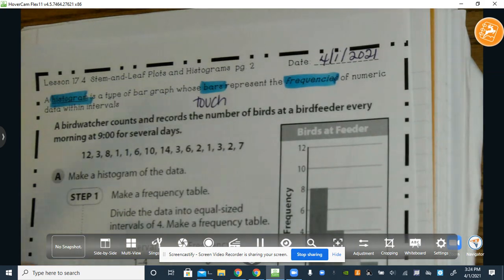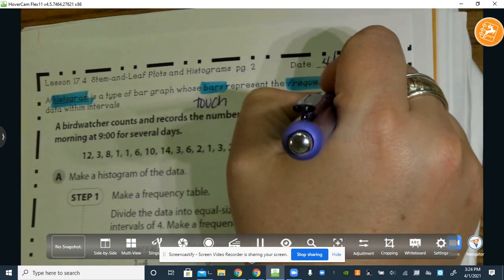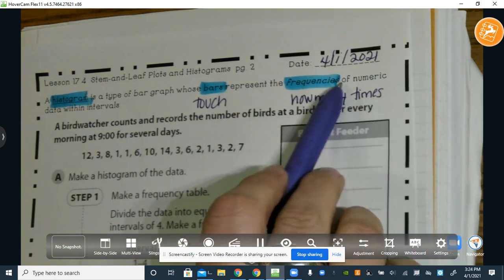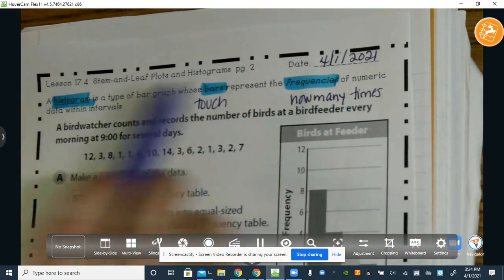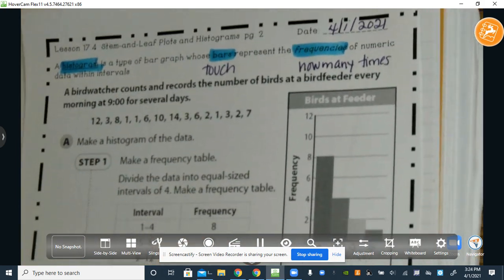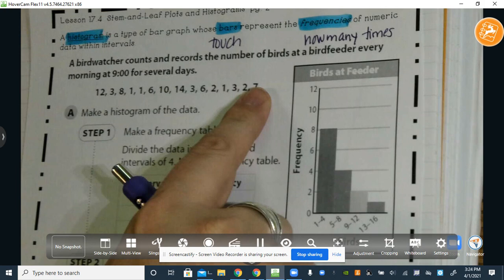How many times of numeric data within intervals? How many times does something occur within these intervals? Okay, so here's our question. Here's our problem. A bird watcher counts and records a total number of birds at a bird feeder every morning from 9 on for several days. So there's all of his data.